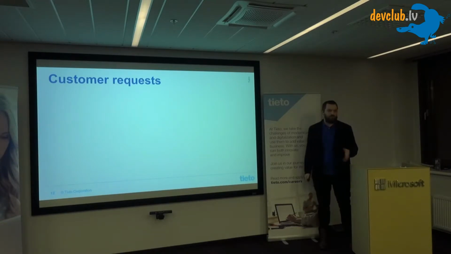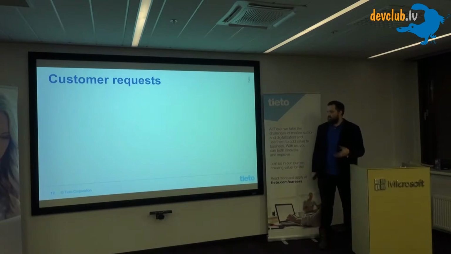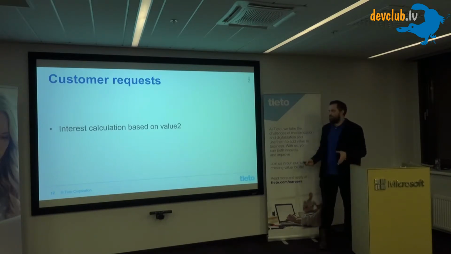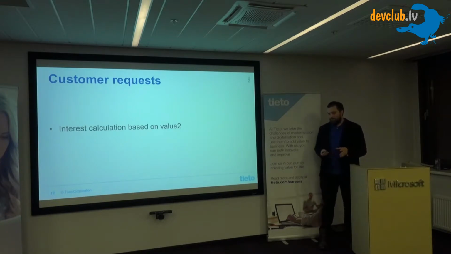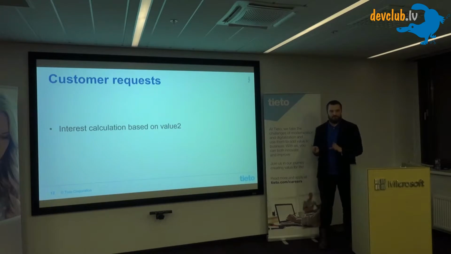It gets worse over time, because at some point the customer will want some fundamental functionality based on this arbitrary field. In a typical case, for example, they say, we want to do interest calculation based on value 2. So we offer, well, wait a bit, we will add a new field just for this interest calculation, and you will be fine.